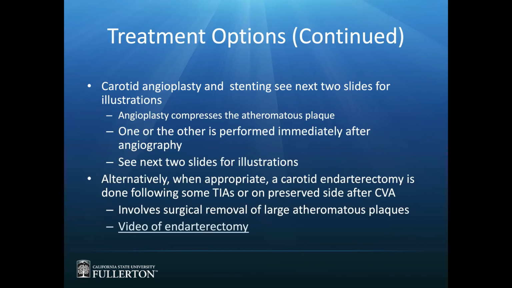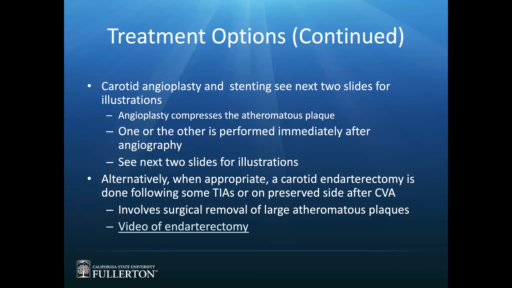Now, here are some additional treatment options. There's something called a carotid angioplasty, where a balloon is snaked up to the disease area, and it's inflated temporarily to reduce the occlusion, and then the whole thing is removed. The balloon is removed. Or stenting, kind of the same process. They snake up with a catheter, something that is left behind and expands to open it up a little bit. And I've got nice pictures of both of those. So angioplasty compresses the atheromatous plaque.